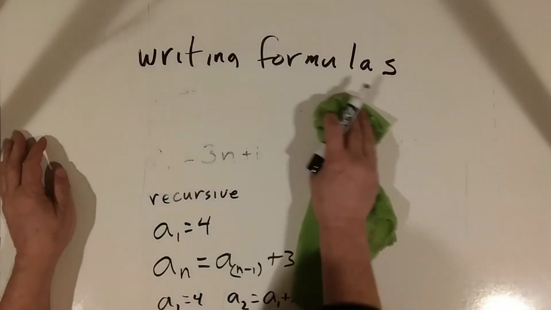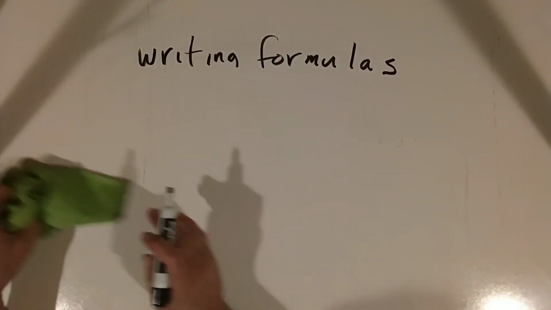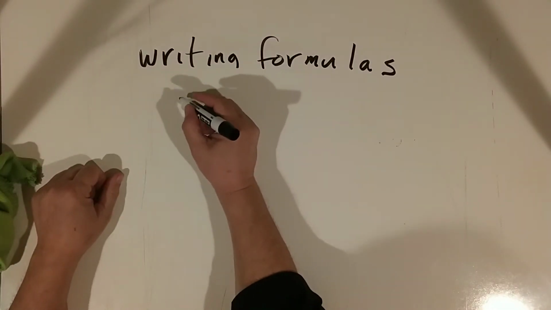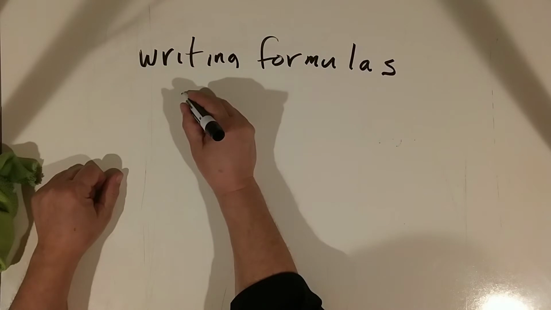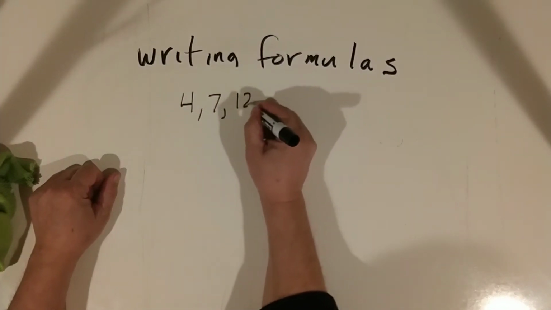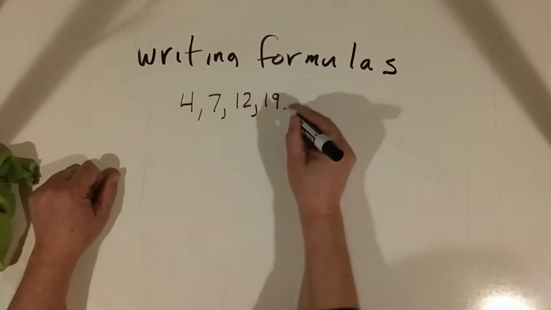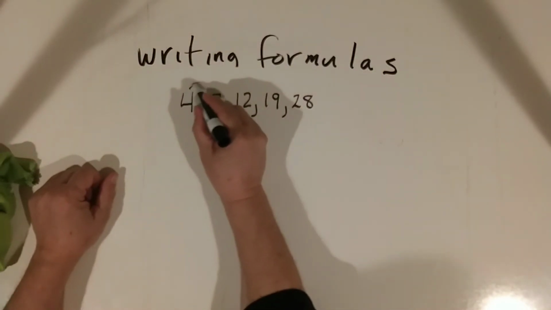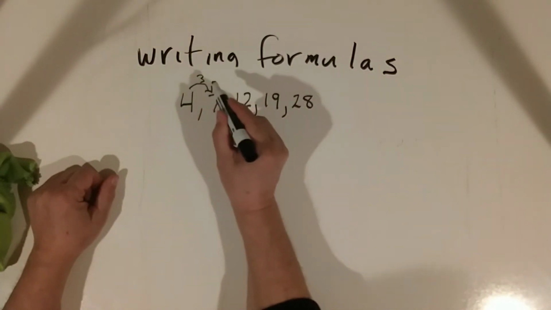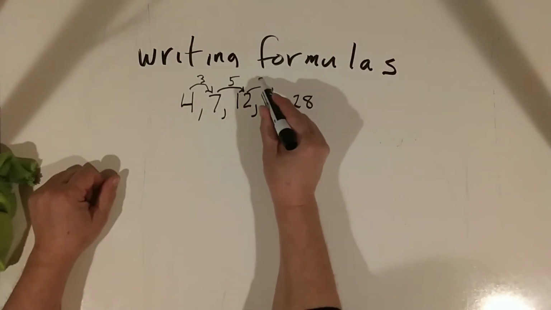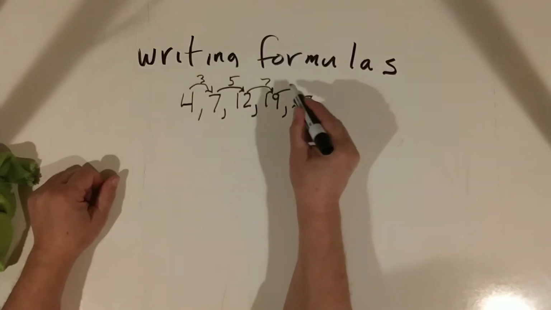Other types of formulas are a lot more difficult. A very common one is this one: 4, 7, 12, 19, 28. When I look at this, and I look at how much I'm going up, that's going up 3, that's going up 5, that's going up 7, that's going up 9.